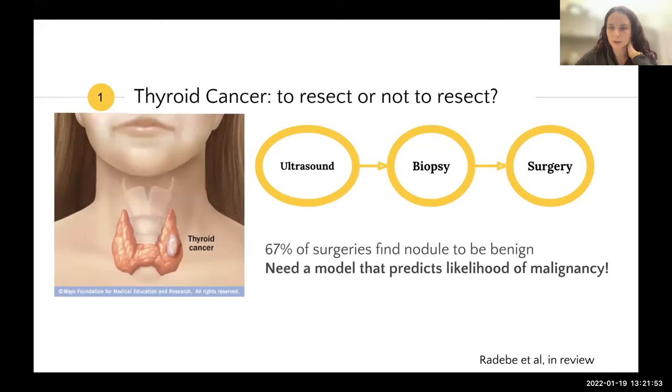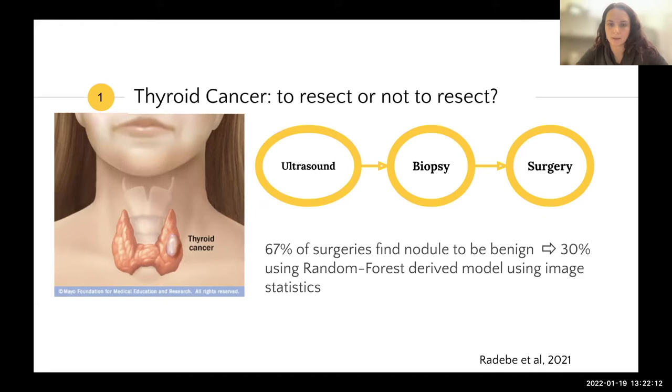Working with Jonathan Wasserman, we have developed a machine learning algorithm. It says in review, it has been accepted recently. It's a model that would allow us to reduce the number of unnecessary surgeries from 67% to 30% or even fewer.